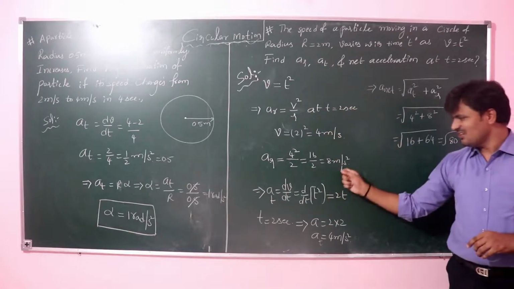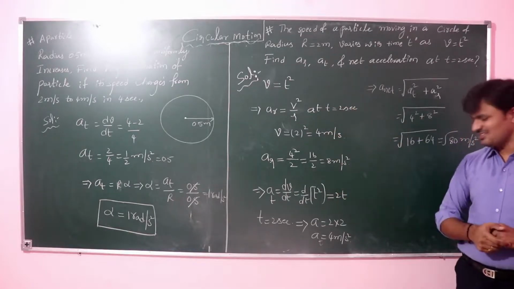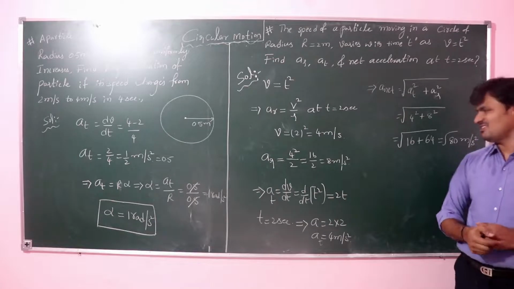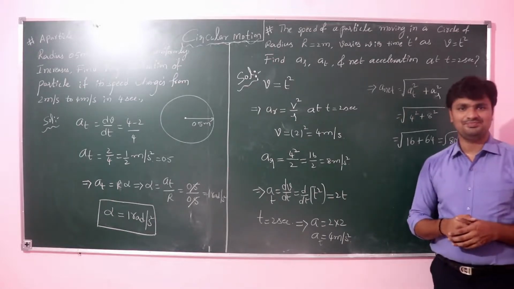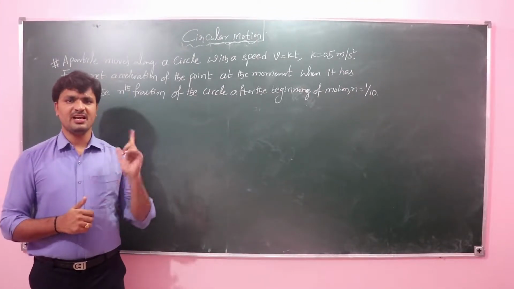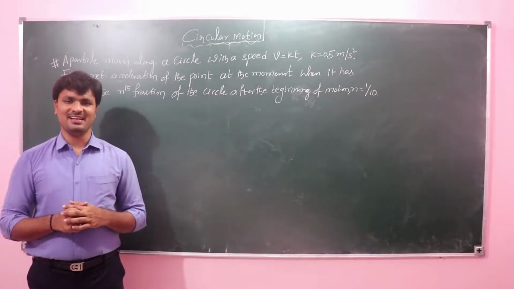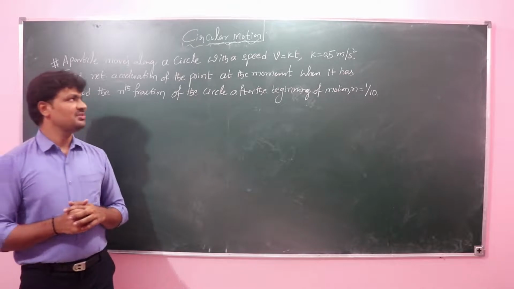So this is radial acceleration, or centripetal acceleration. This is tangential acceleration, and this is net acceleration. So let's see, we have one more problem based on the net acceleration. See, the problem is here.